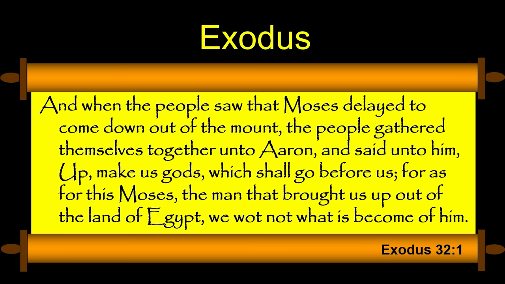And when the people saw that Moses delayed to come down out of the mount, the people gathered themselves together unto Aaron and said unto him, up, make us gods, which shall go before us. For as for this Moses, the man who brought us up out of the land of Egypt, we know not what has become of him. Sort of missed the point, doesn't it? I mean, Moses wasn't the guy that parted the Red Sea. That's probably important for us all to remember, by the way. Just make sure who we're keeping our eye on.